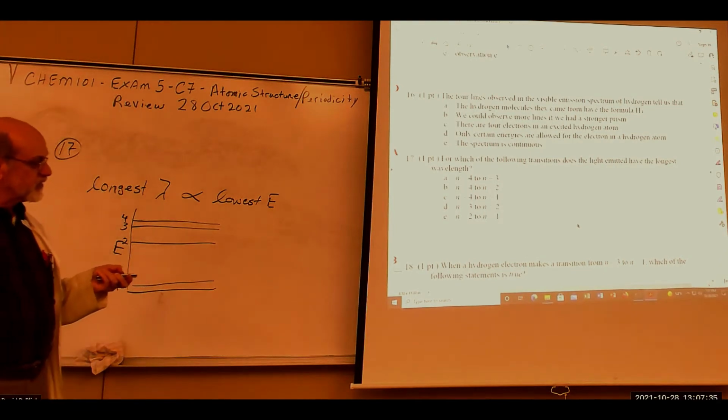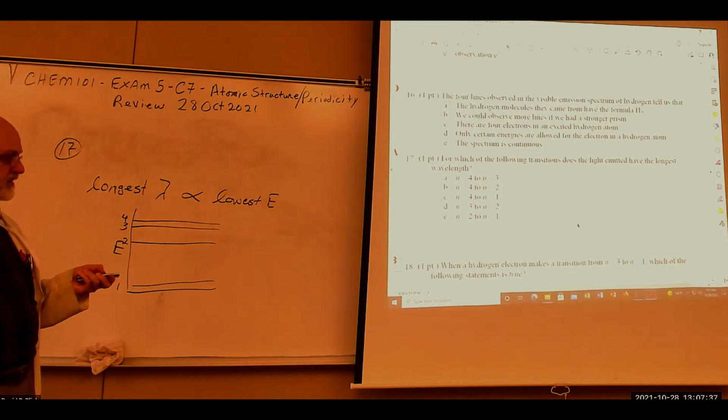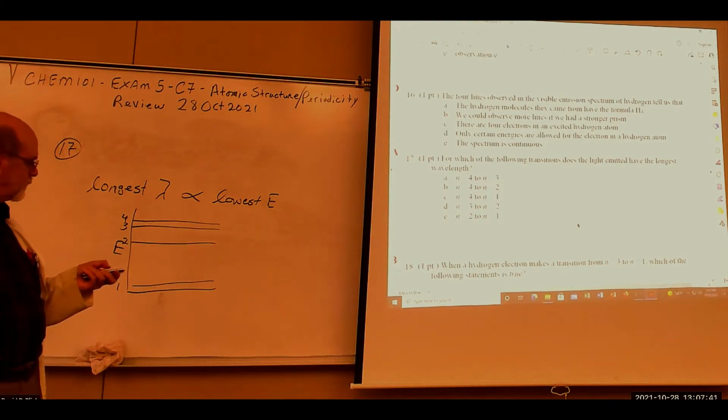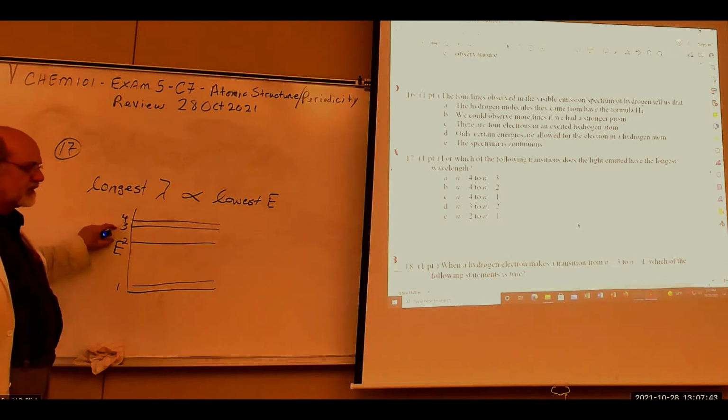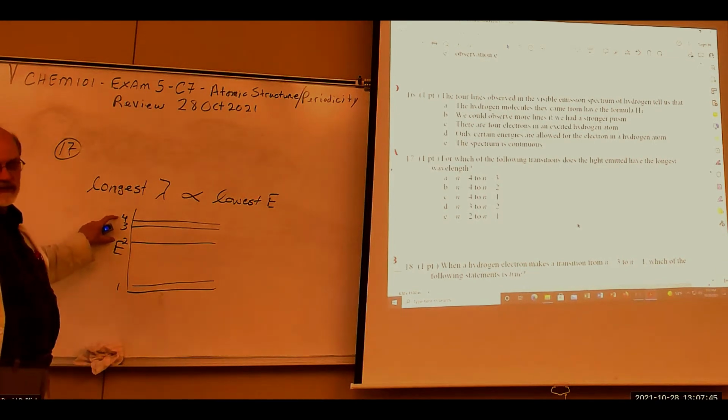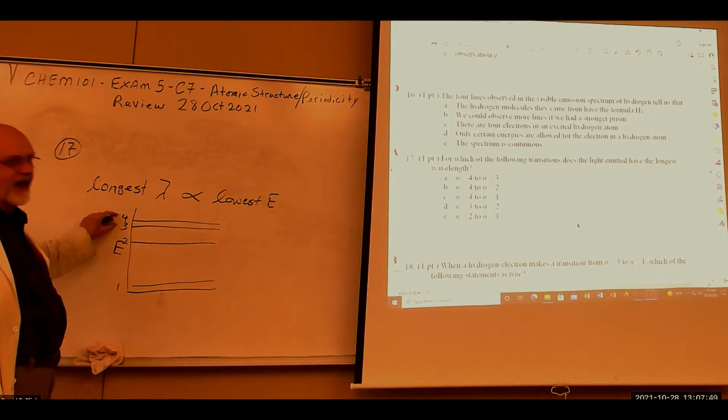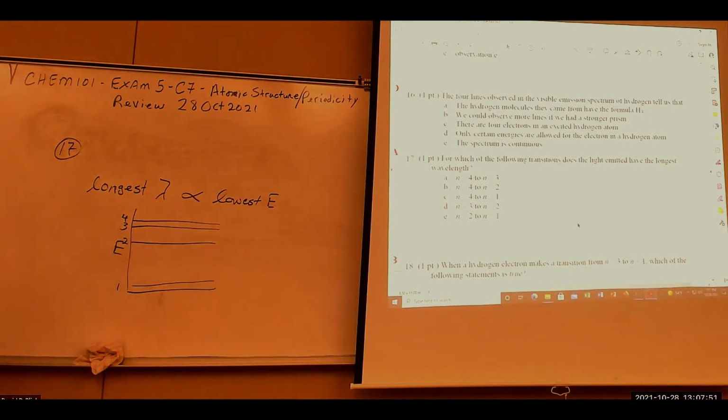So anything jumping to the 1 is out. C and D can't be it. 3 to 2, okay, that's a jump. How about 4 to 2? That's too big. 3 to 2 is still better. How about 4 to 3? There we are. 4 to 3 is the shortest jump in that group.